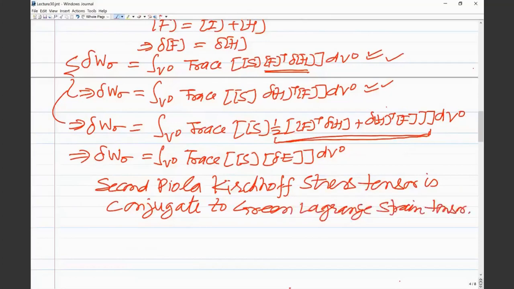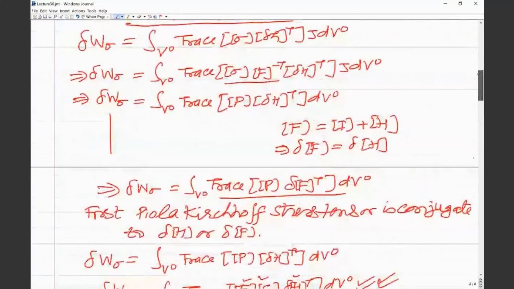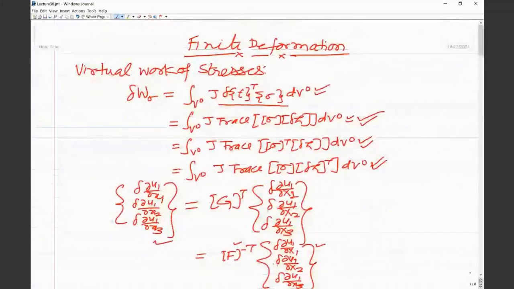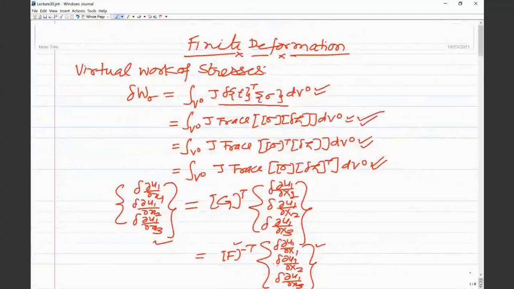So yeah, that's it. Now you have three things. One is that the virtual work of stresses can be written in this manner. If you write it in the current configuration, then you have the integration over Vt of trace of sigma into delta H or delta H transpose. If you write it in terms of the reference configuration, then over V naught into dV naught, J will come. So from here, we are saying that the Cauchy stress is conjugate to delta H, the displacement gradient with respect to current coordinates. That is one.